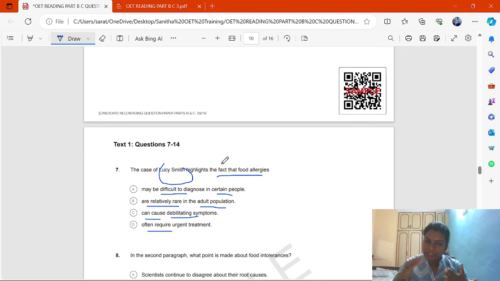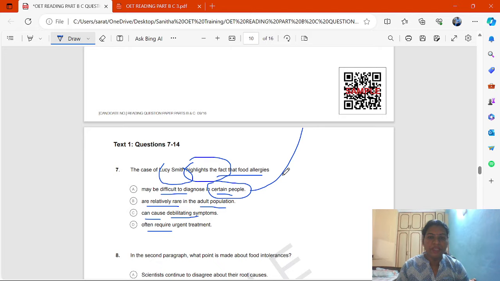Then you come to the option: may be difficult to diagnose in certain people. You have to match this option with the passage. In the case of Lucy Smith, it highlights the fact, what is it highlighting? That is the question, about food allergies, that we have to find out. May be difficult to diagnose in certain people.